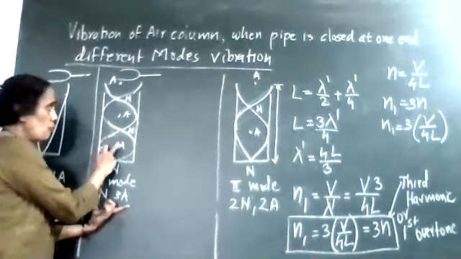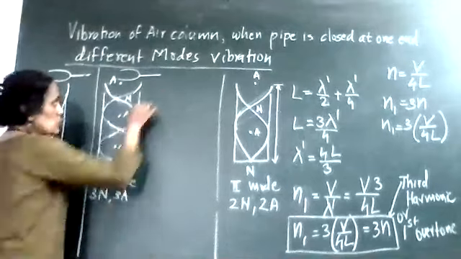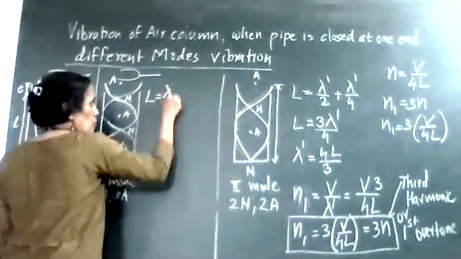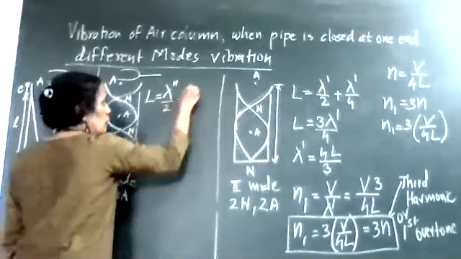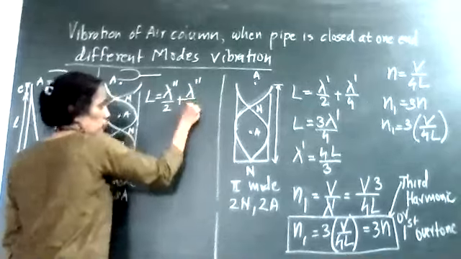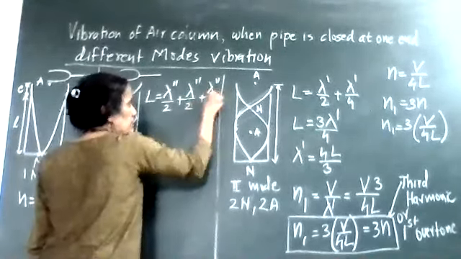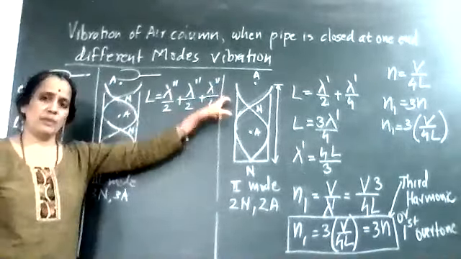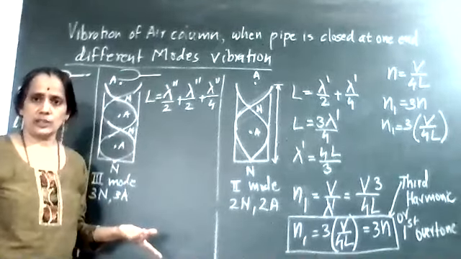Now in this I have to explain about this element. How many loops? 1, 2 and a half. These two and a half loops will be formed. This is what I say: the length of the air column, L, is equal to the first loop length, lambda dash by 2, plus the second loop length, again lambda dash by 2, plus the half loop, lambda double dash by 2. Why is the wavelength changed? Because it is a different mode, so the wavelength of the sound wave will go down.